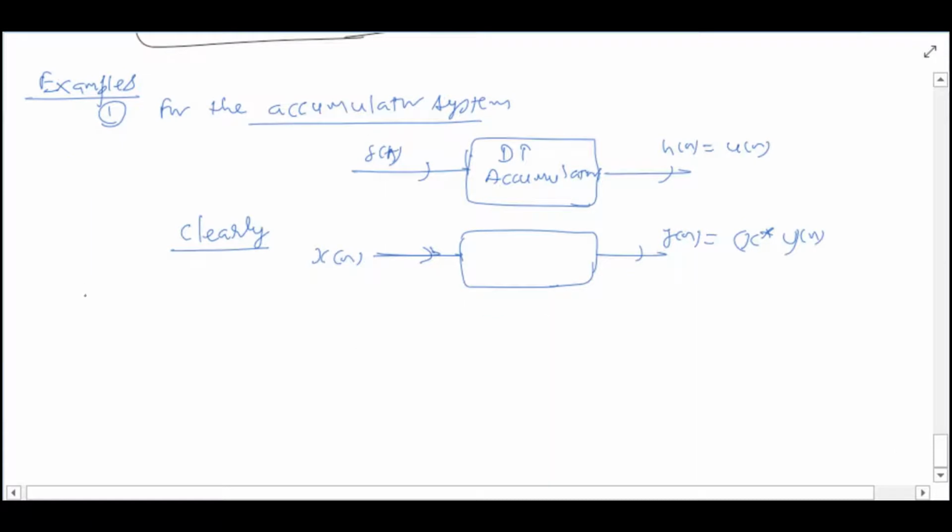On the other hand, let's consider the following discrete time system where y[n] is the median of the three input values, namely x[n minus 1], x[n] and x[n plus 1]. This is called a median filter.